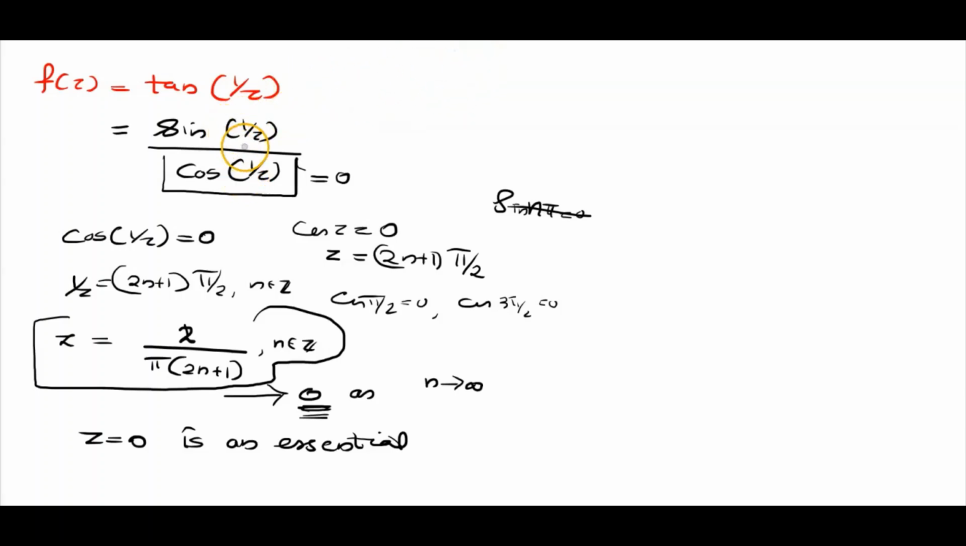Z equal to 0 is also an essential singularity, and these singularities z equal to 2 by pi into (2n plus 1) are zeros of the denominator only. So we have singularities z equal to 2 by pi into (2n plus 1) for n belongs to Z; these are zeros of the denominator for this function. Also z equal to 0 is a singularity, and it is the limit point of these singularities. Limit points of singularities are essential singularities, and the others are singularities where the denominator equals 0. That means these are poles.